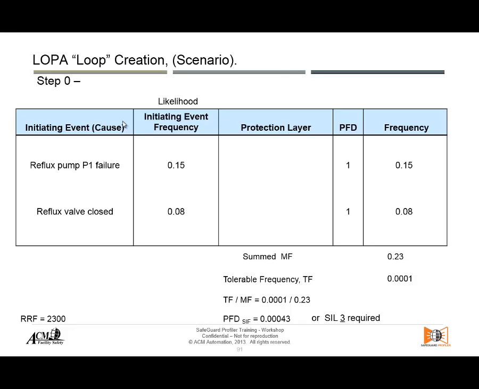So I start creating my LOPA table. In the first column, I have my initiating events or causes, and I list all of them. And remember, we're making the assumption at this moment that the pump and the valve don't fail at the same time, so each one is independent from the other. This applies to the rare event approximation and also to the double jeopardy rule. So for the pump failing, we already have this initiating event frequency, which is 0.15, and we don't have any protection layers at the moment.